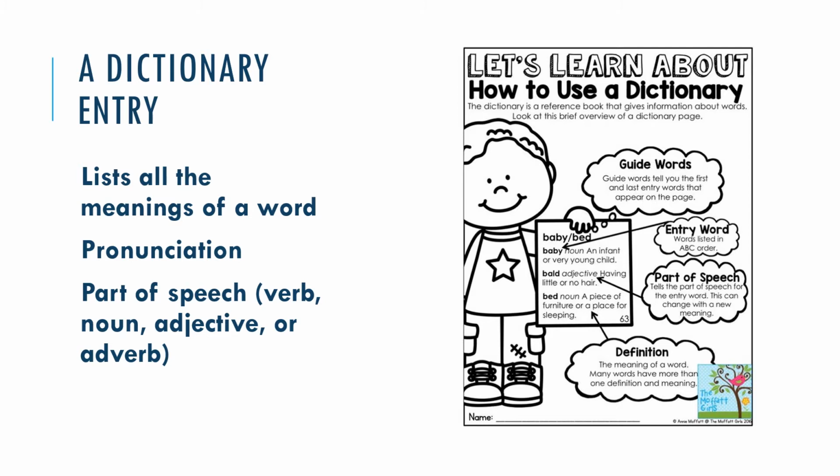Then the entry word is the base word, which means there's no prefixes, there's no suffixes, it's just the base word. Usually then followed by pronunciation and part of speech, and then it will list all the meanings of the word.